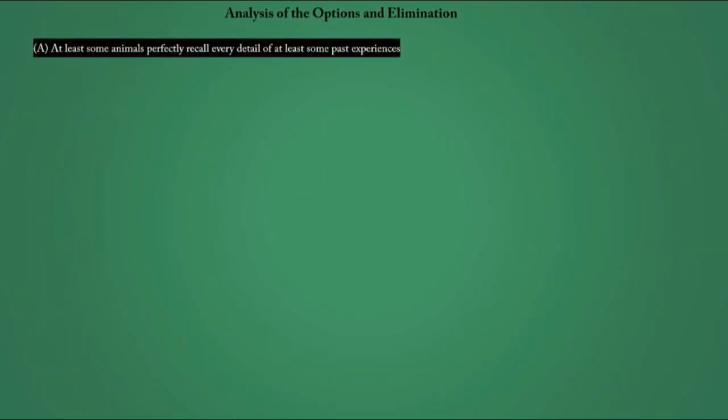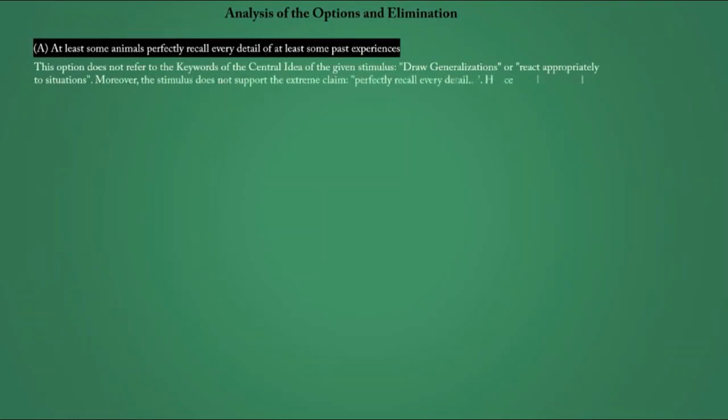Option A. At least some animals perfectly recall every detail of at least some past experiences. This option doesn't have the keywords of the central idea, such as draw generalizations and react appropriately to situations. Also, the stimulus does not support the extreme claim that animals perfectly recall every detail, hence it is eliminated.